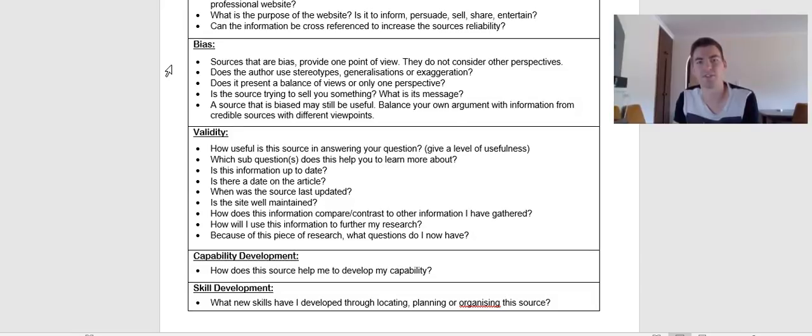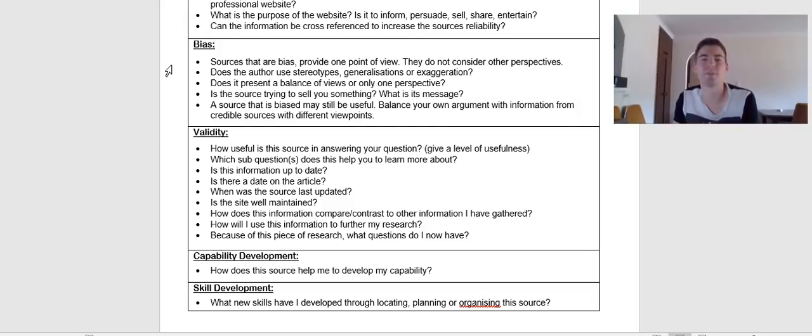Sometimes you might find that sources, or organizations, are trying to sell you something through their information. Maybe it's a website for a vitamin company, for example, who would say, well, our vitamins are the best vitamins that you can possibly get. That might not be the case, and so we would need to consider all of the evidence that is available to us.